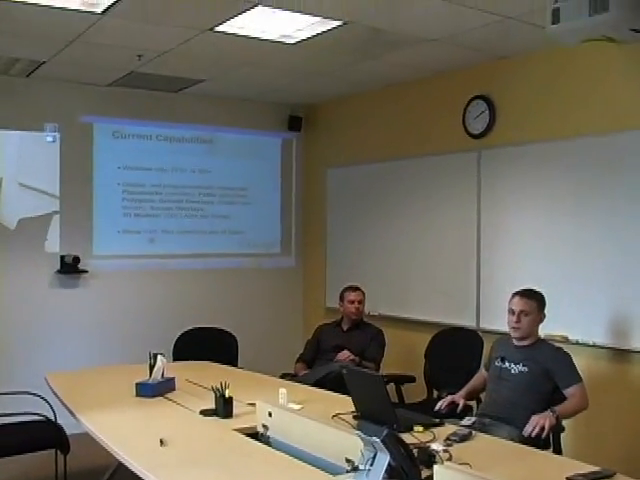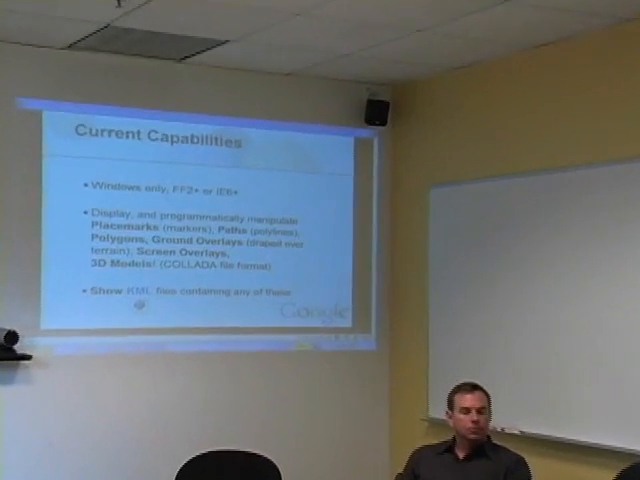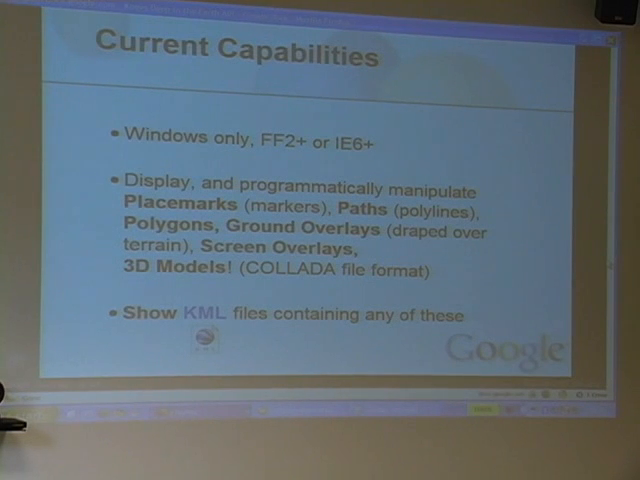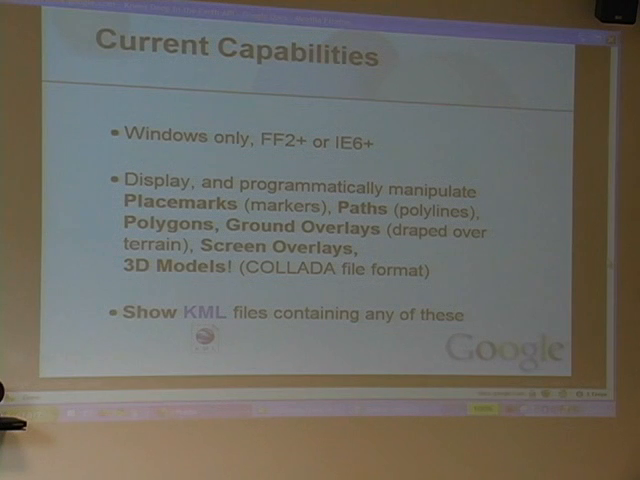Alright, so some current capabilities before we get to the code. Right now, the browser plugin and API are Windows only, Firefox 2 and higher, and IE6 and higher. Some of the things that you can do with the Earth API: you can programmatically manipulate and create placemarks, which are the equivalent of markers in the Maps API. You can create paths, which are like polylines. You can create polygons, ground overlays, screen overlays, and 3D models, which are probably one of the more exciting features. You can even show KML files just as you normally would in Google Earth, and you can manipulate the KML files once you put them into the Earth browser plugin.